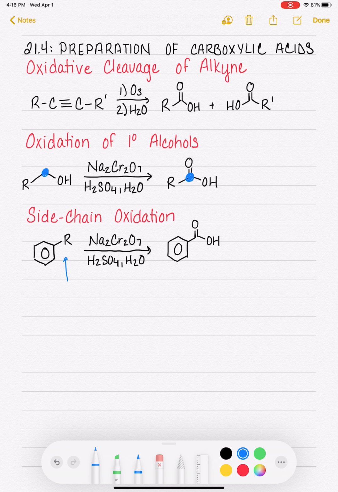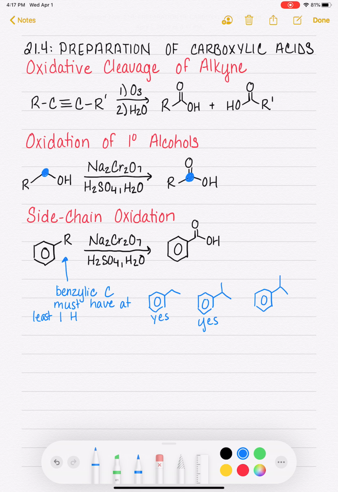The only thing that mattered is that we could not have a tertiary carbon on the benzylic site. So the benzylic carbon has to have at least one hydrogen. We could do sidechain oxidation with something like this, and with something like this. We cannot do sidechain oxidation with something like that, with a tertiary benzylic carbon. And I noticed on Sapling, they are using potassium permanganate for sidechain oxidation. That's totally fine. It works also and is definitely less of a carcinogen.